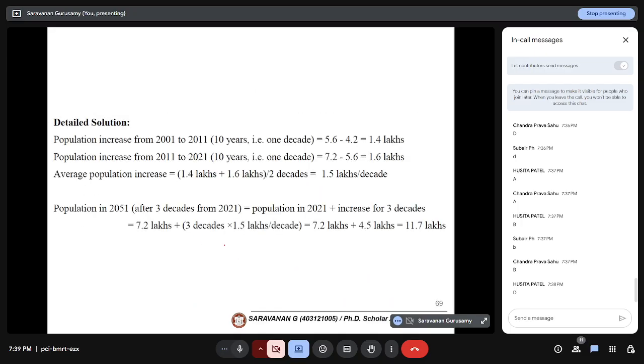11.7. See, after 3 decades. So 3 decades into per decade, there is a 1.5 lakh increase, arithmetic increase method. So you can easily calculate this.